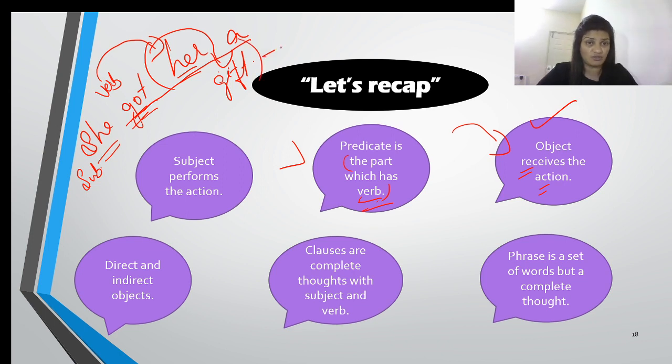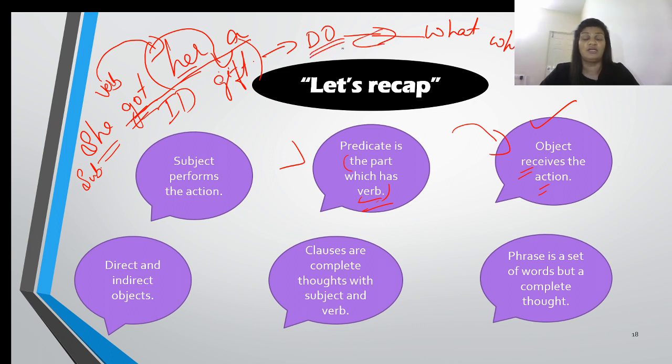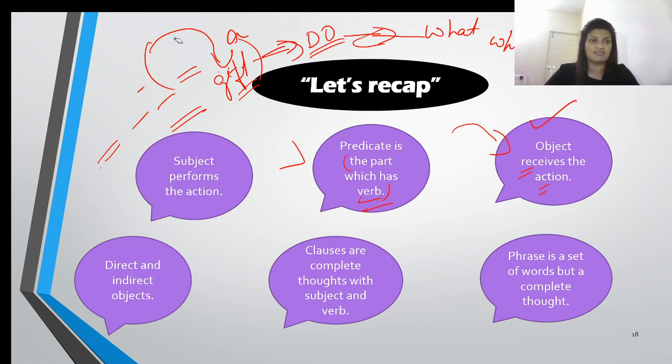One is a direct object, and another one is an indirect object. Well, how do you figure out which is a direct object and an indirect object? By asking the question what or who. So when you ask the question what or who, you get the direct object, as in what did she get? She got a gift. To whom did she get? She got it for her. Therefore, this is your indirect object and this is your direct object. So these are your objects, these are your subjects, and this is your predicate.